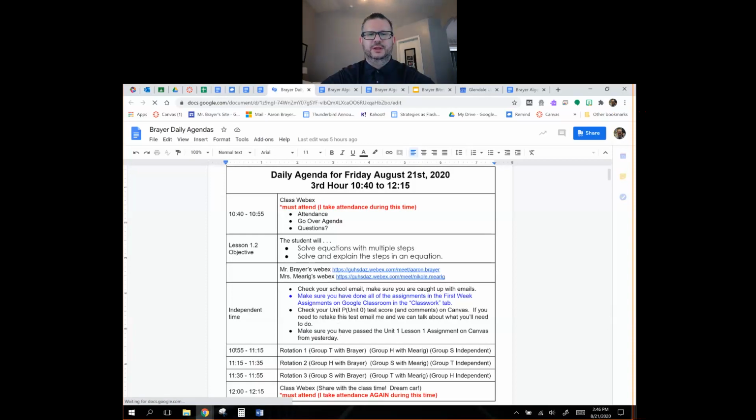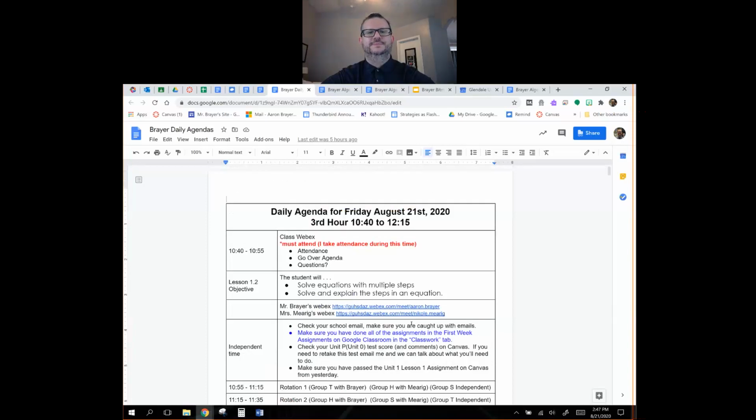Their time is broken up after we meet all together into 3 rotations. One of the rotations is with me. In one of the rotations they work on Canvas work and have access to Mrs. Murig's room where they can ask questions and get help. And in the third rotation, they're working on this independent work that's on the agenda. And then at the end, we always meet back together. I take attendance again, and we do some sort of sharing, wrap up activity.